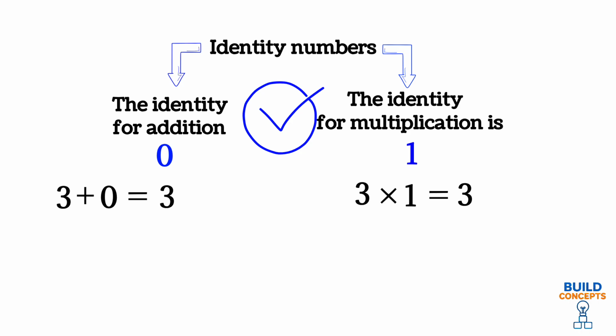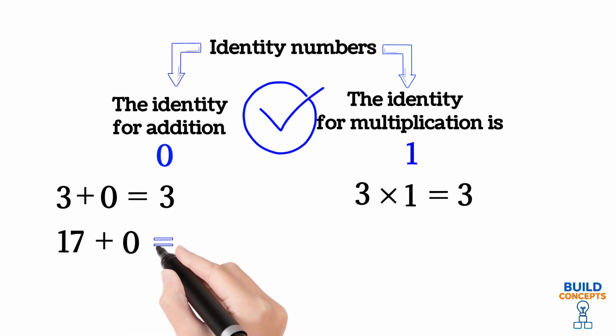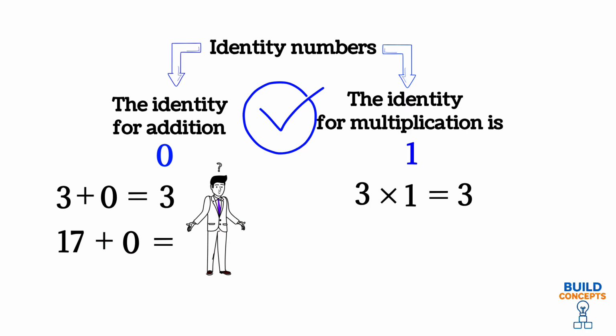I write on the board. 17 plus 0. What is 17 plus 0? The answer is 17. If you have 17 and add nothing, you still have 17. 0 is the identity number for addition. So 17 plus 0 equals 17.